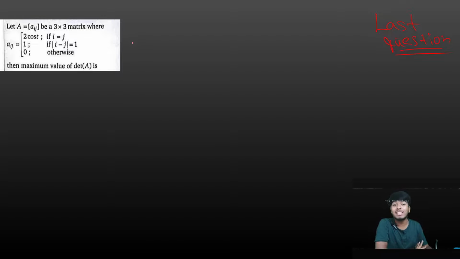Question में given है ये 3x3 matrix, और बोला है कि matrix का जो determinant होगा उसका maximum value find करो. ठीक है, पहले matrix को बना लो, then उसका determinant भी find कर लेंगे हम. ये 1 1, ये 1 2, ये 1 3, ये 2 1, ये 2 2, ये 2 3, ये 3 1, ये 3 2, ये 3 3. This is the matrix.